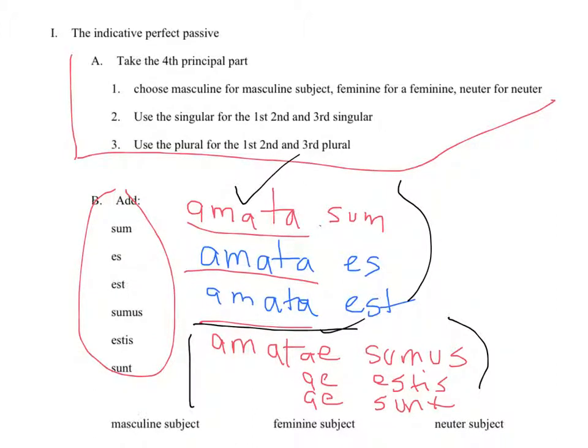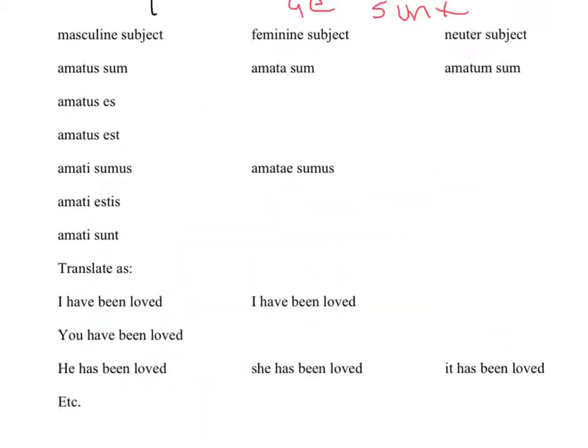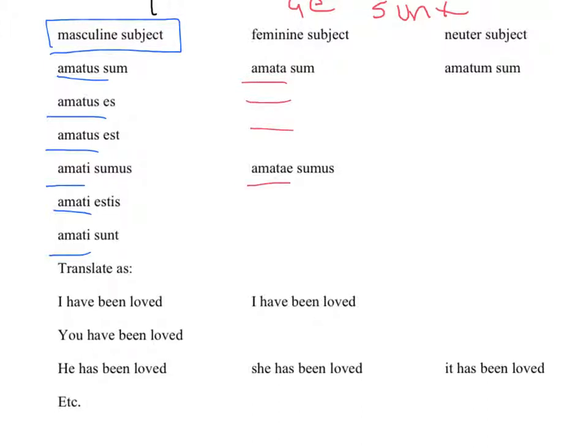Again, this is a good time to pause that recording, make sure you understand these steps, and then I'll show you more detailed examples printed so it may be easier to read. So here it is in the masculine, feminine, neuter. If you have a masculine subject, you choose amatus in the singular and amati for the plural. If you have a feminine subject, you choose amata for the singular and amatae for the plural. Neuter subject, amatum, amatum, amatum.